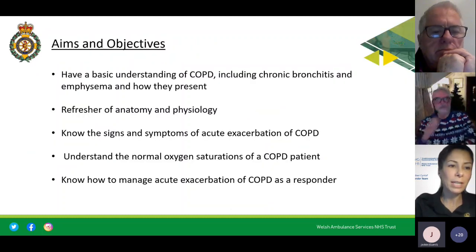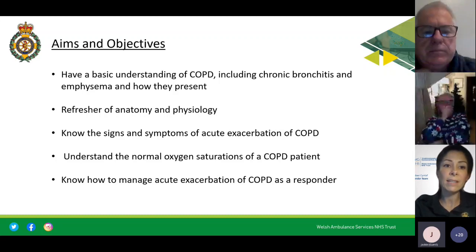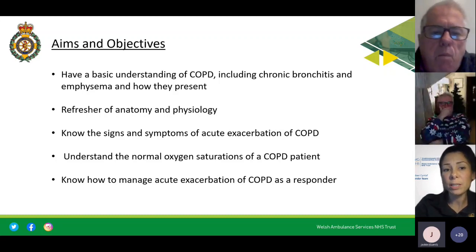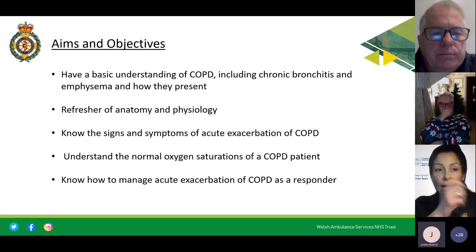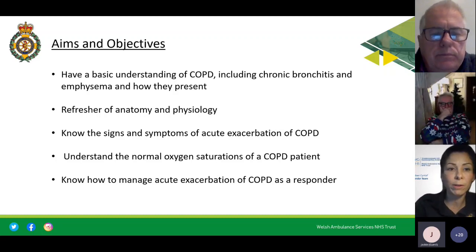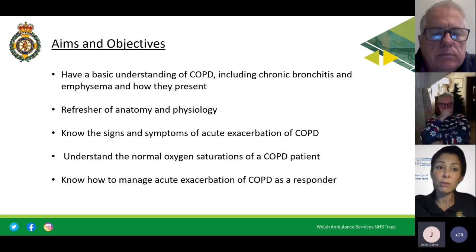So the aims and objectives is to have a basic understanding of COPD, and we're going to look specifically at chronic bronchitis and emphysema and how they're going to present and what we should look for when we're trying to recognise those. We're also going to have just a little refresher on anatomy and physiology, so how the respiratory system should work and what happens when it doesn't in the case of COPD.